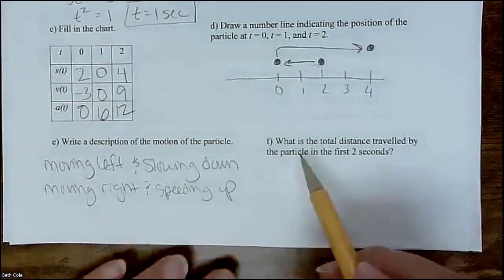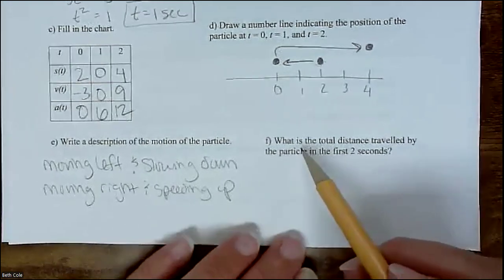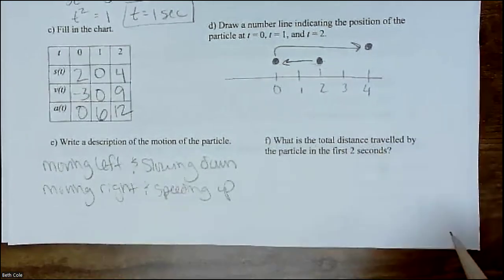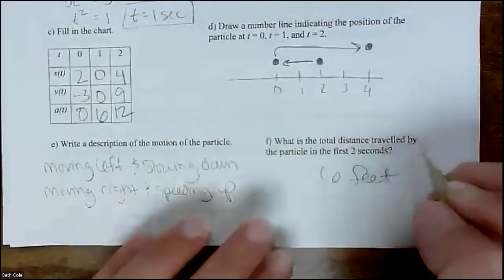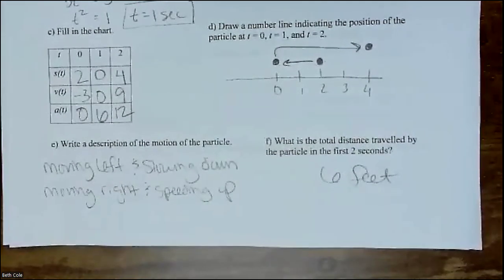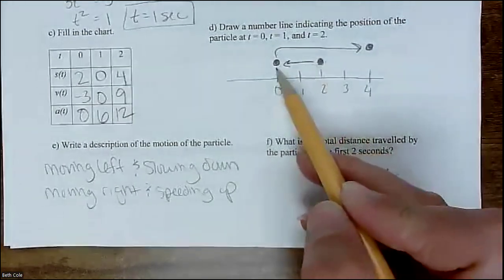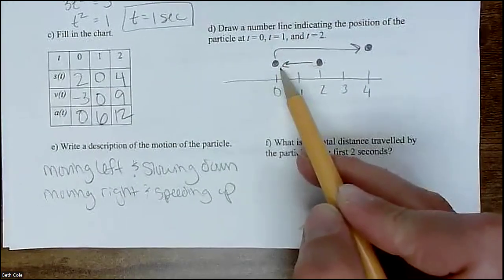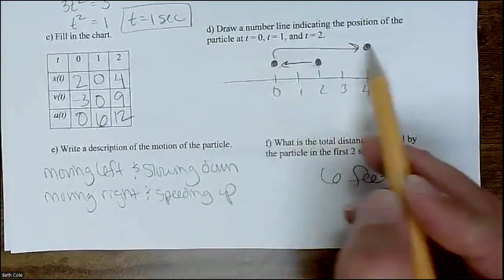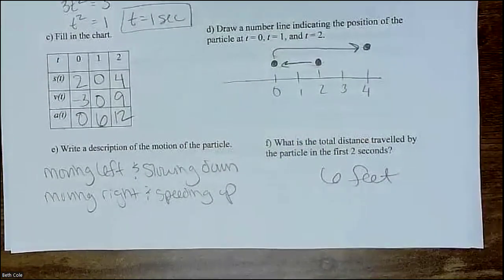All right. I'm going to go ahead and tell you the answer to this one and then ask you how I got it. What is the total distance traveled in the first 2 seconds? The answer is 6 feet. How did I get that? Yeah, so look, how far did we go? 2 plus 4 equals 6.